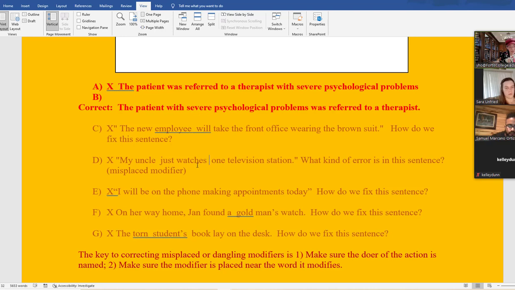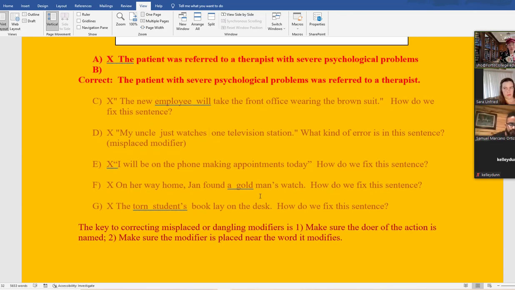So that's incorrect. I will be on the phone making appointments today. So is your phone making appointments for you? No. So here you would be saying, I will be making appointments on the phone today. That's how you would fix that sentence. On her way home, Jan found a gold man's watch. So here, is the man made of gold or is the watch made of gold? The watch. So on her way home, Jan found a man's gold watch. Unless you're in James Bond, there really was a gold man who was the criminal, and he was gold.